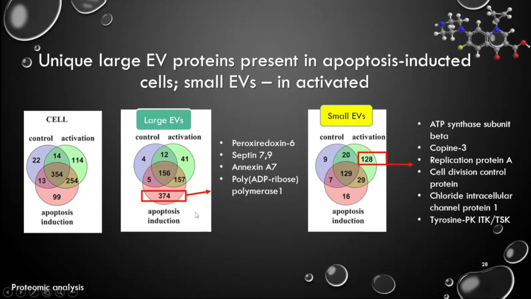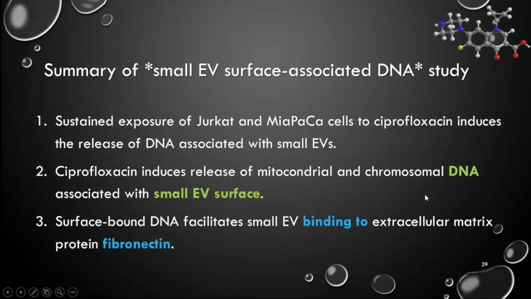apoptosis related proteins. Here you could appreciate that the small EV sample contains more specific and unique proteins from activated Jurkat cells, but not from the apoptotic. So to sum it up, sustained exposure of the Jurkat and Miyapaka cells to ciprofloxacin may induce the release of DNA associated with small EVs.